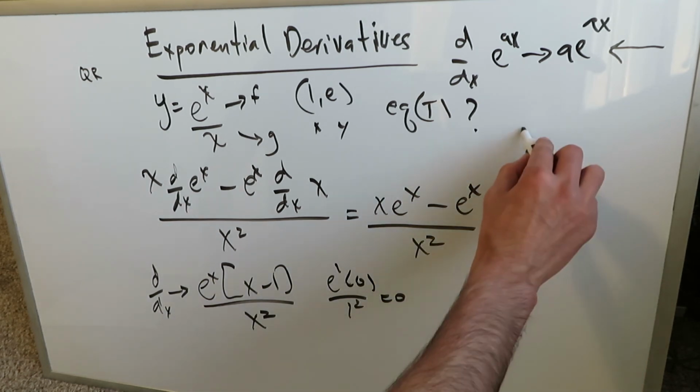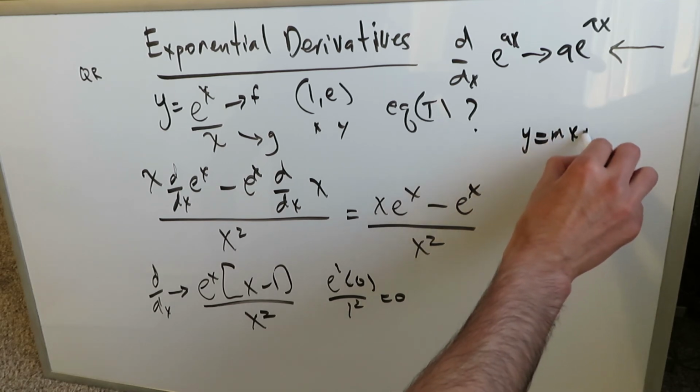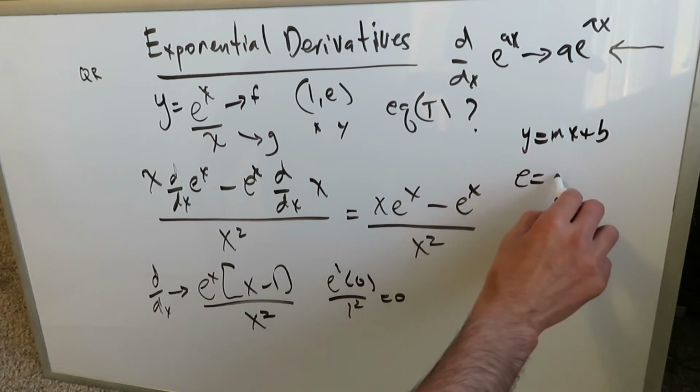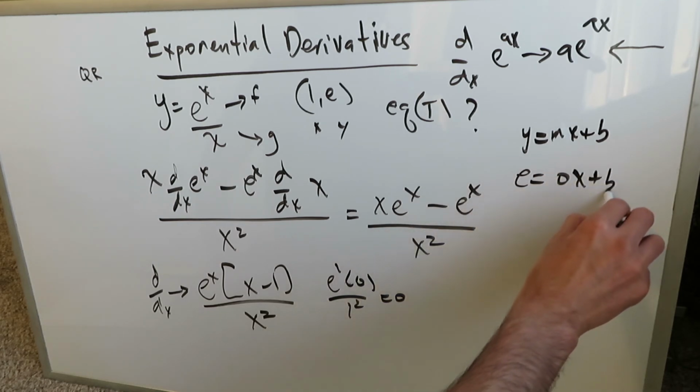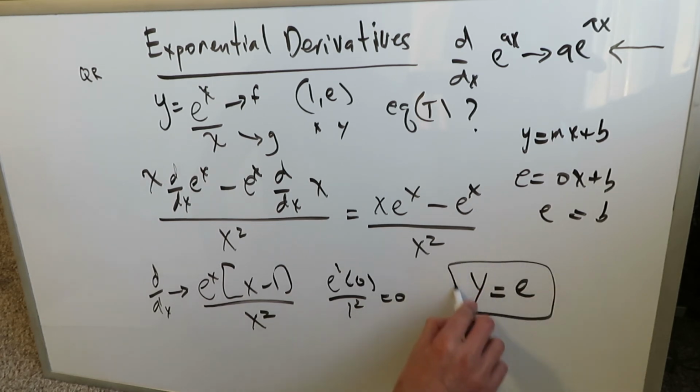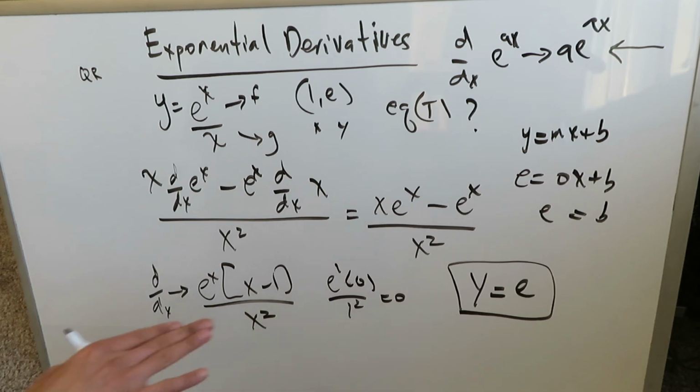Anyhow, your equation is y equals mx plus b, right? y is equal to 0x plus b, where b is equal to e. So the equation of a horizontal line is going to be y equals e, and that'll be it, because there's no slope. It's a flat line, a horizontal line representing the tangent line. y equals e will be your final answer, and that right here is the equation of your tangent line.